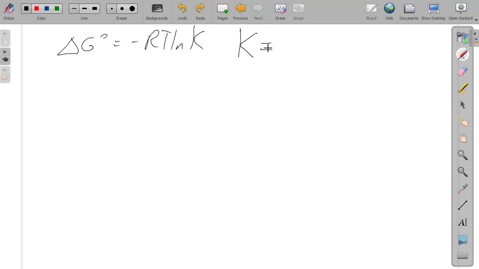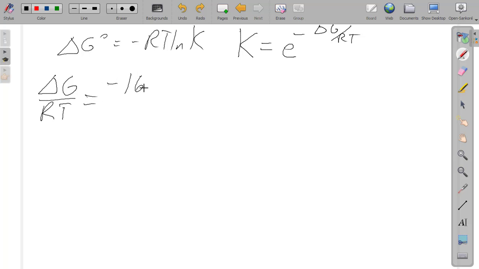And when you do, you find out that K is going to be equal to e to the minus delta G over RT. This is the appropriate form of the equation solving for K, because we're going to divide both sides by negative RT, and then we have to take the e of both sides to get rid of the ln. And so K equals e to the negative delta G over RT. So to make this a little more straightforward, let's solve separately the delta G over RT and get a value for that to plug back in here.